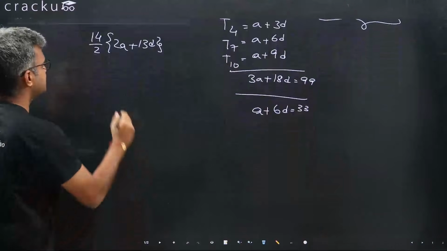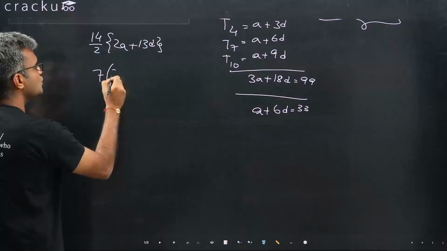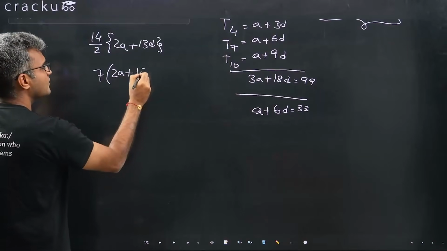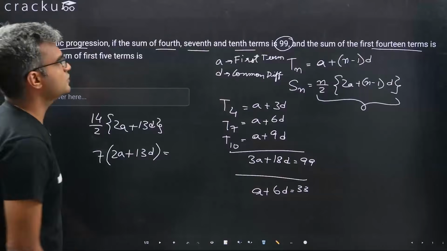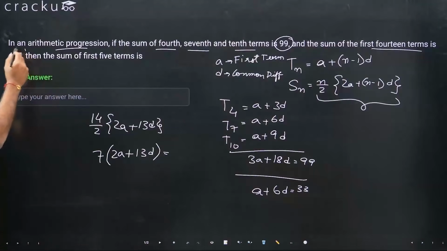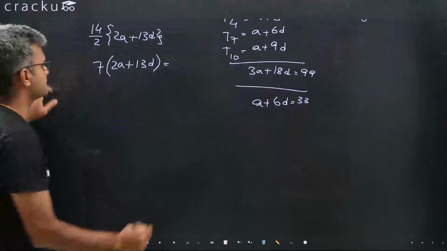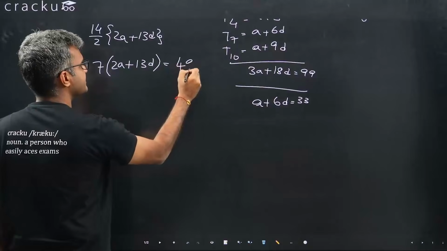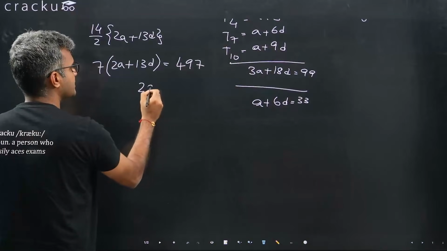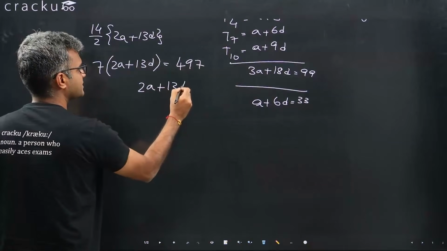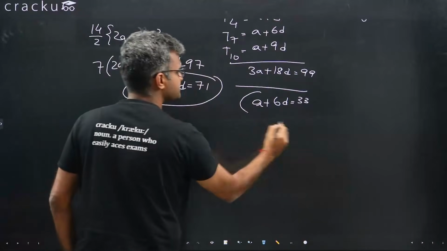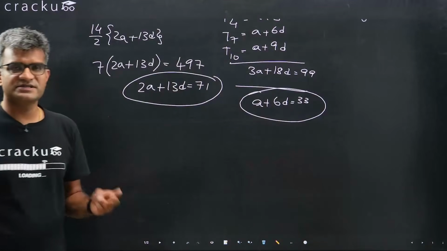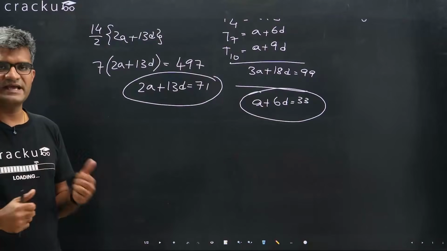This is 7 times (2A plus 13D), the sum of the first 14 terms. This is given to us, this is told to be equal to 497. So if this is equal to 497, 2A plus 13D is equal to 71. This is the second equation, this is the first equation. We have two variables and we have two equations, so we can solve for A and D.